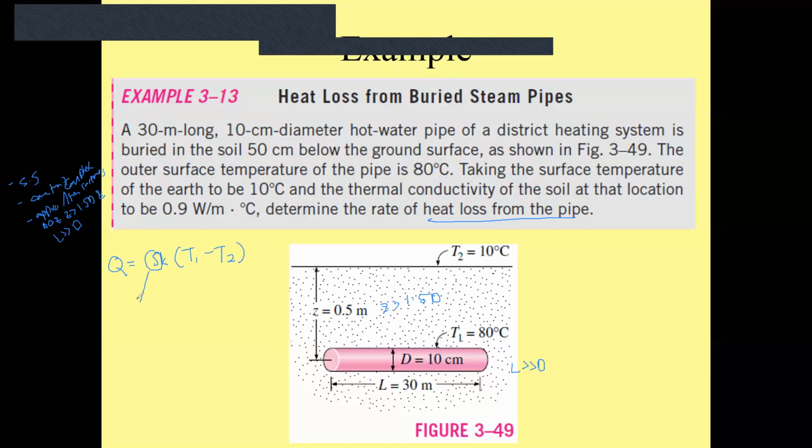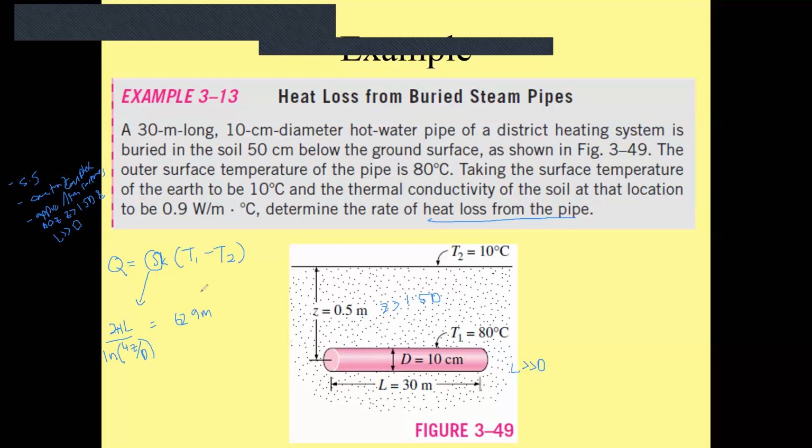S is from the first case, isn't it? S is given by 2 pi L over ln(4Z over D). Because this is a generalized case, all these parameters, you have to refer to table 3.7 to see which one is L, which one is Z, which one is D. In this case, it's already given here as well. So you get S equal to 62.9 meters.